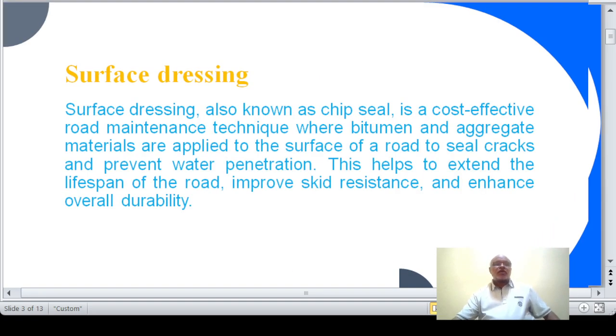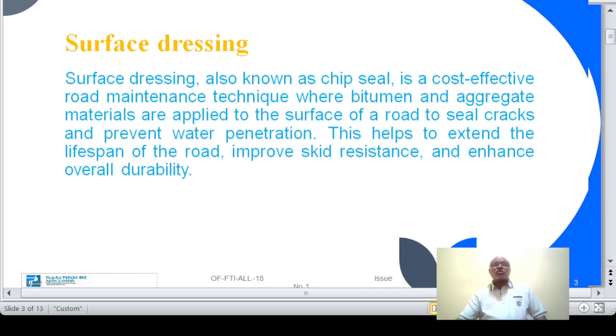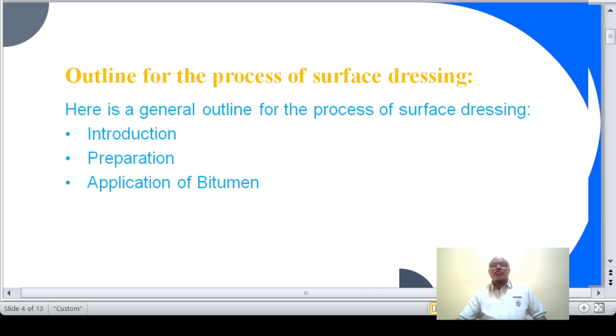Surface dressing, also known as a chip seal or tar and chip, is a cost-effective way to maintain and extend the life of the road. This process involves applying a thin layer of bitumen or asphalt emulsion to the existing surface, followed by a layer of aggregate chips. Here is a general outline of the process of surface dressing.